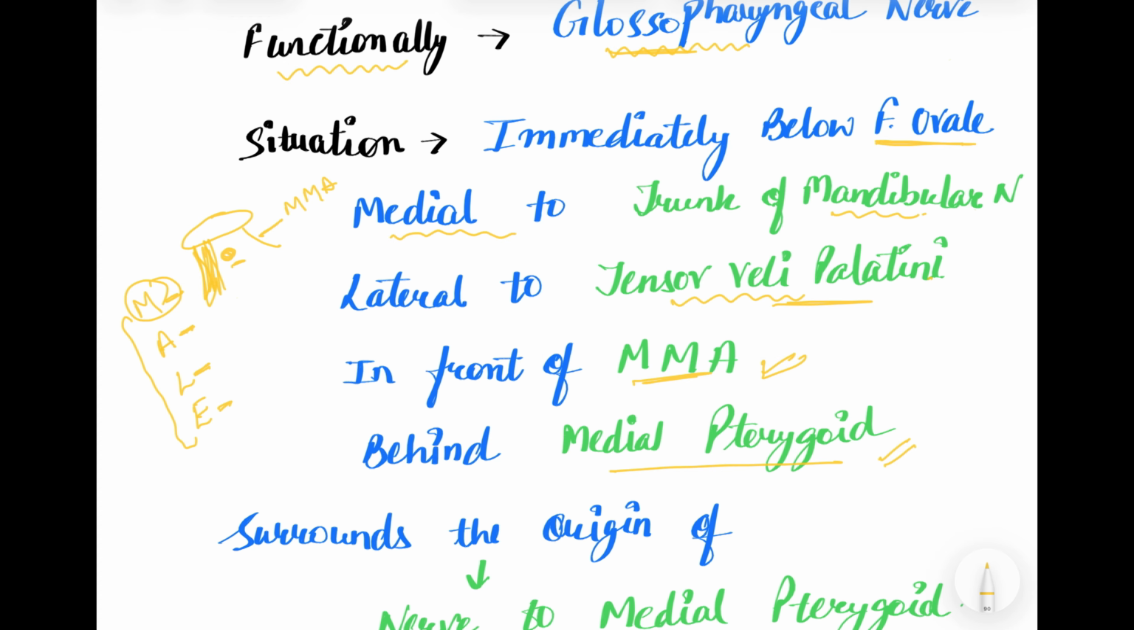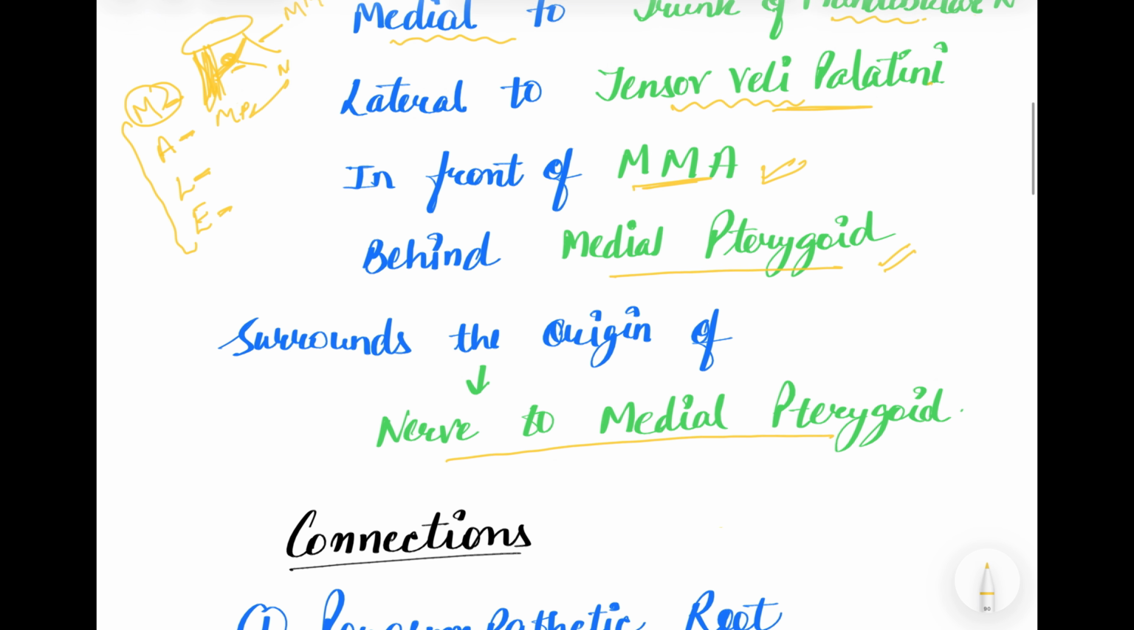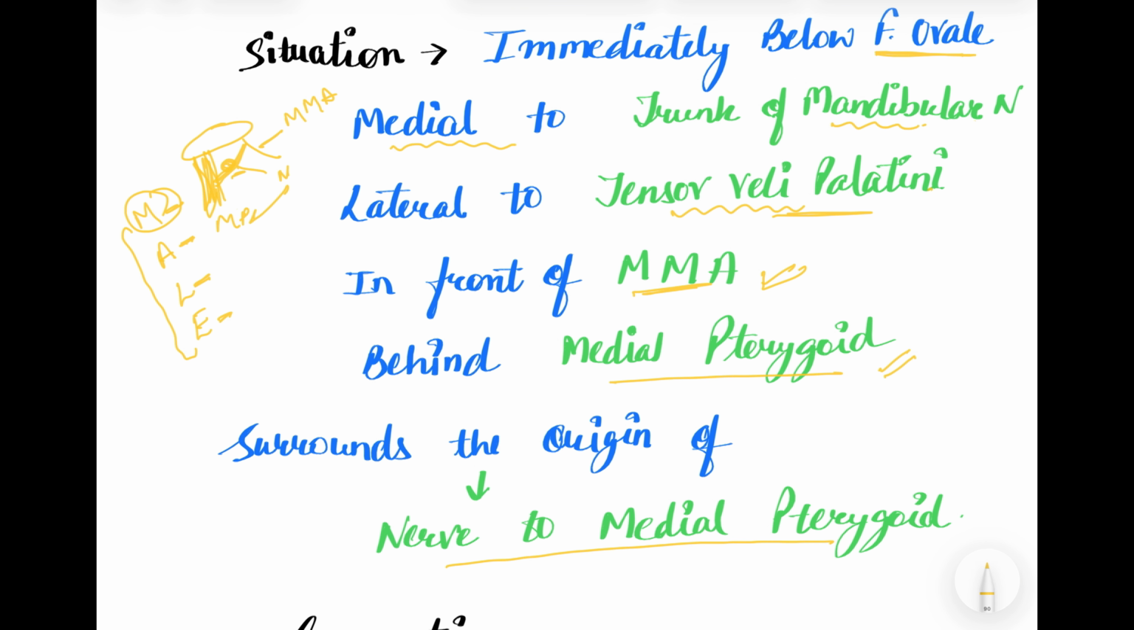This ganglia is basically surrounded by the nerve that is supplying your medial pterygoid, that is the nerve to medial pterygoid. So these are the location of the ganglia and its relations with the structures which are lying over there, right?